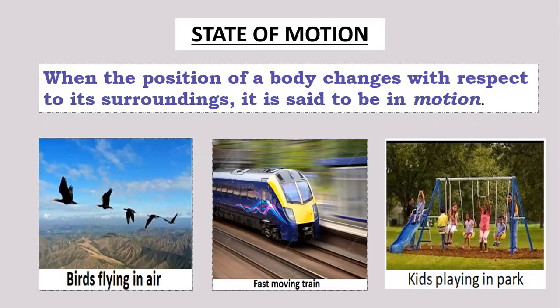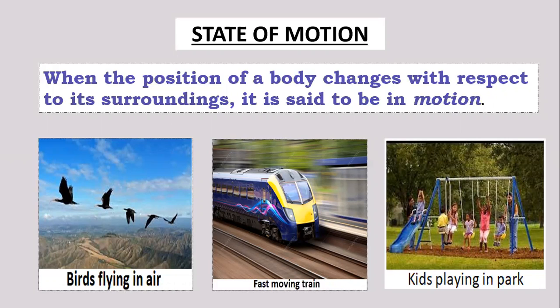When the position of an object changes with time, we say that it is in motion. In physics, however, we define the state of motion as: if an object is changing its position with respect to its surroundings, it is in state of motion. For example, birds flying in air are in state of motion as they are changing their position with respect to the stationary objects, for example, mountains.